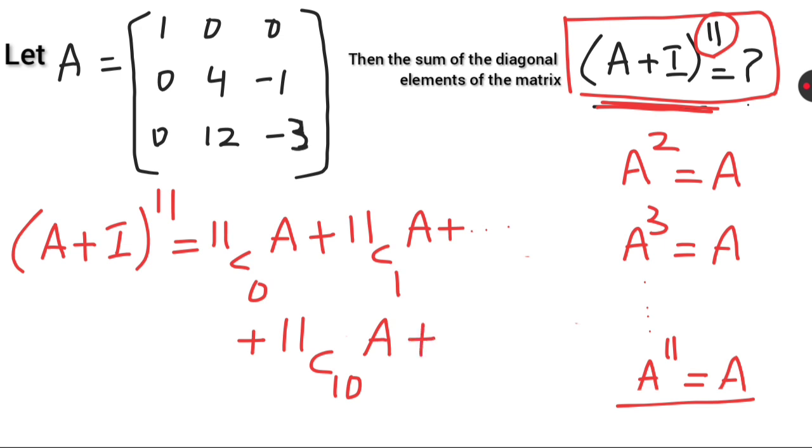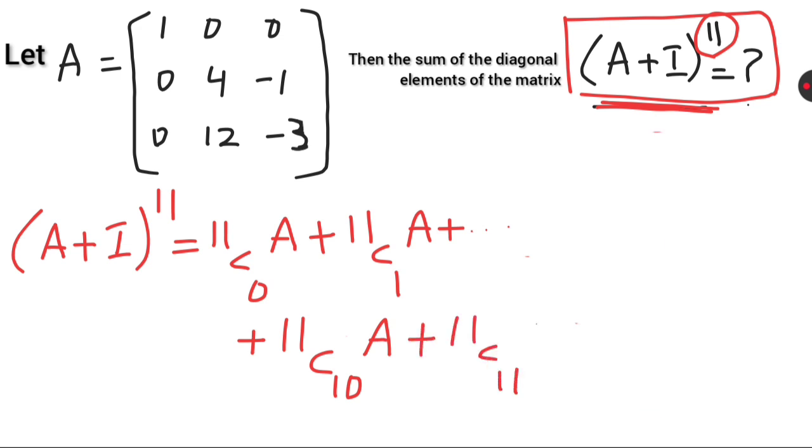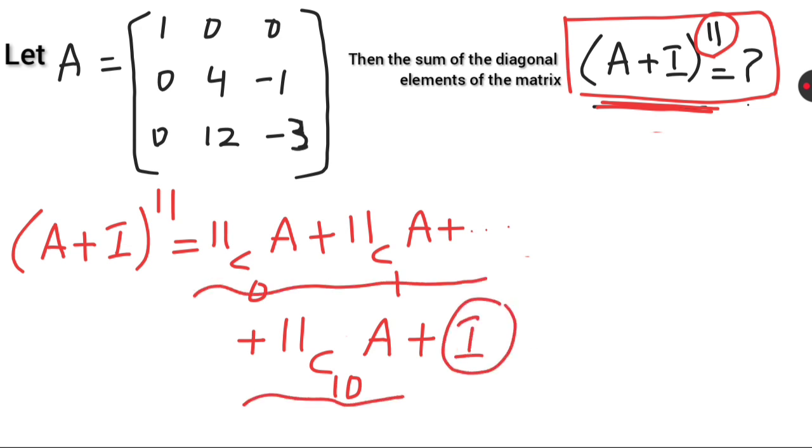Plus, now write the last term: 11c11 I raised to the power of 11. I raised to the power of 11 is nothing but I, and 11c11 is nothing but 1. So here we can write this as only I. In all the terms we have A except the last term. So this is the expression (A plus I) whole raised to the power of 11 after using the binomial theorem.